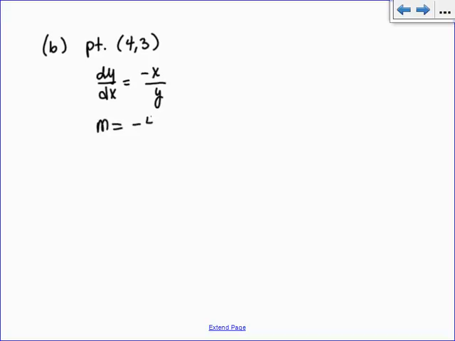All right, so here we go. The next one, part B, says find the equation of the tangent to the circle at the point (4, 3). So if we have x squared plus y squared equals 25, and we're trying to find the equation of the tangent line, well, we know our slope, dy over dx, was negative x over y, right? So that gives us m is negative 4 over 3. We plug in x and y. So our equation of our tangent line is y minus y1 equals m times x minus x1. So y minus 3 equals negative 4/3 times x minus 4.